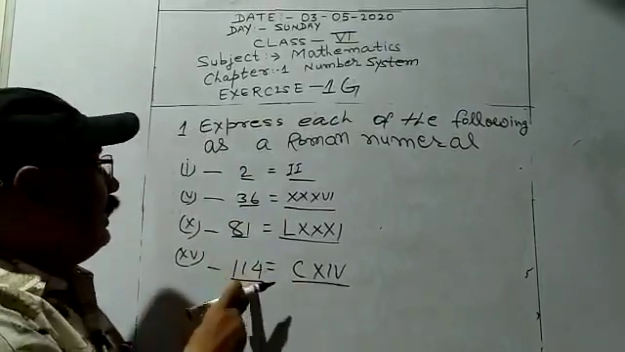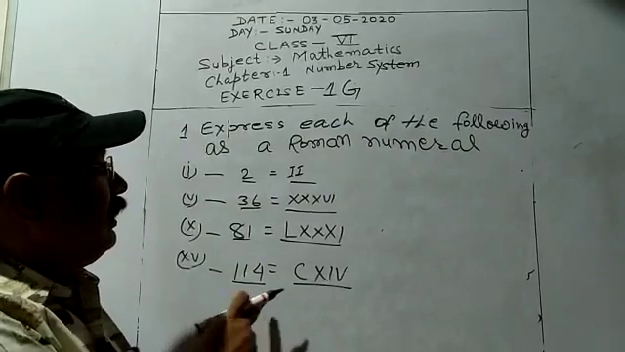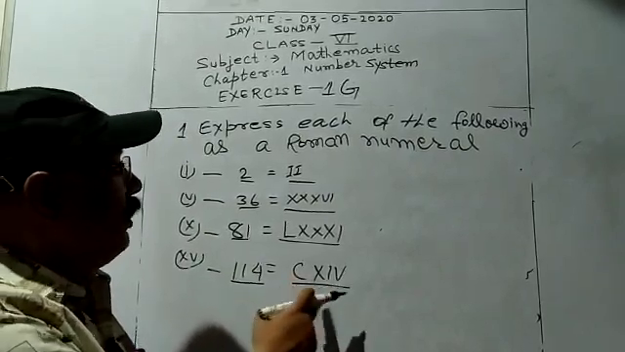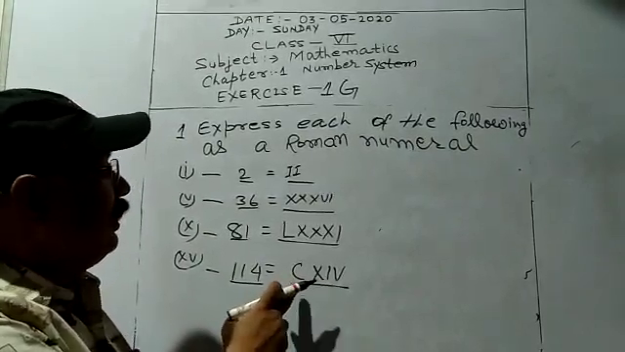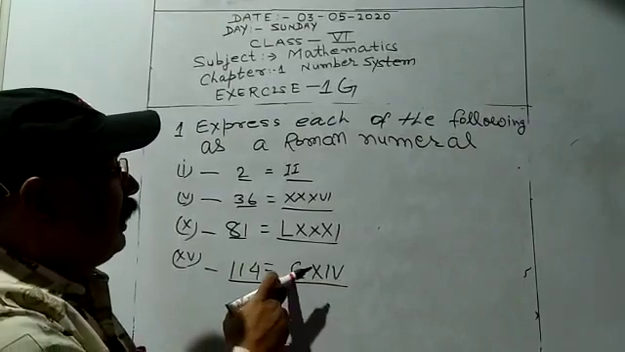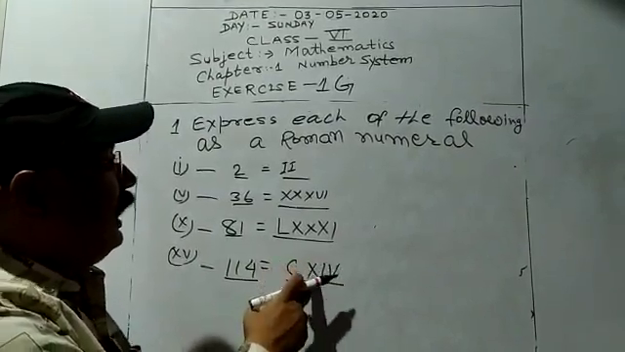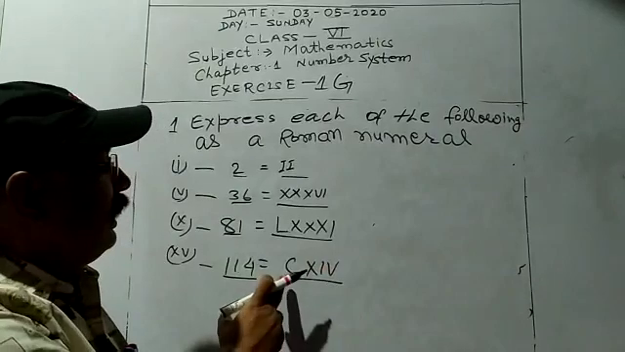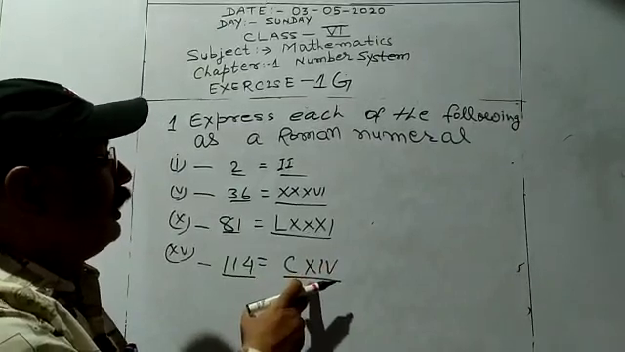It is given in figure, then we write in Roman. Look here, 100, 10, 4, 100, 14.